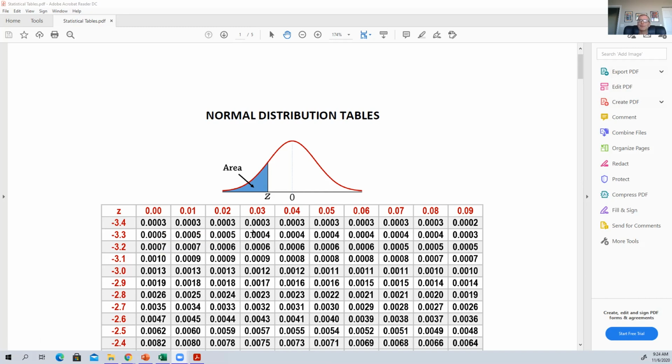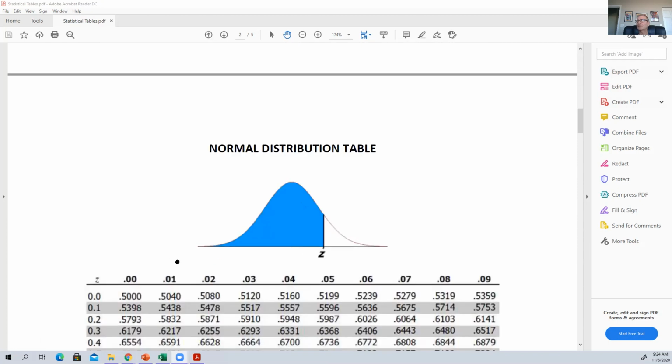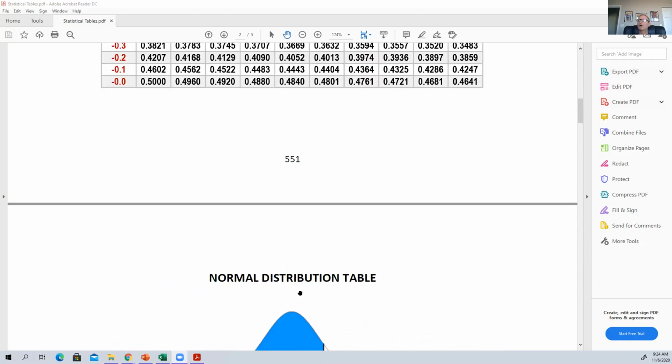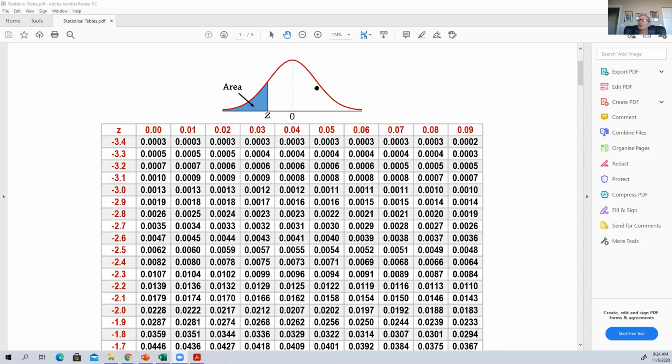So there's two ways to do this, right? You could find the positive z-score number and subtract it from 1, or forget the math and find the negative z-score because of symmetry, and that gives you the left tail, but remember the left tail and the right tail are exactly the same.